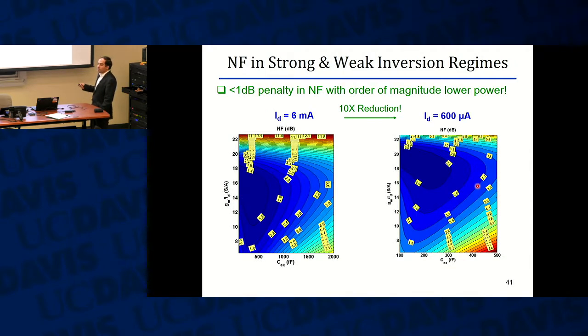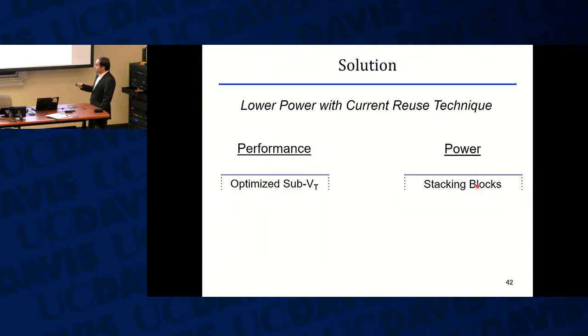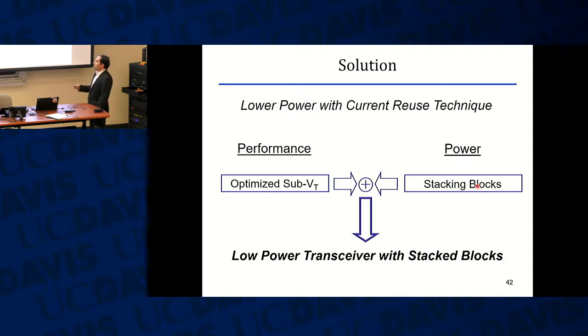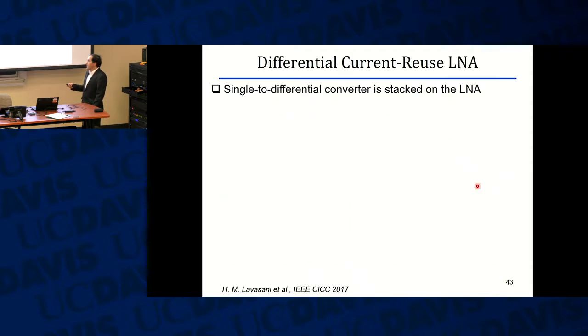At the same time, the noise performance was not that bad. The noise got hit because obviously the noise is not just a function of the gm, it's also a function of the bandwidth and fT of the device, but we were able to stay within 1 dB of the best we could achieve with 6 milliamps, which is 10x higher than the current consumption in this design. So if you optimize your device properly, and if you stack them, then you're potentially able to have a very low power transceiver. And this was done this way. Okay, so you have a low noise amplifier. We used this work for a product at Qualcomm.